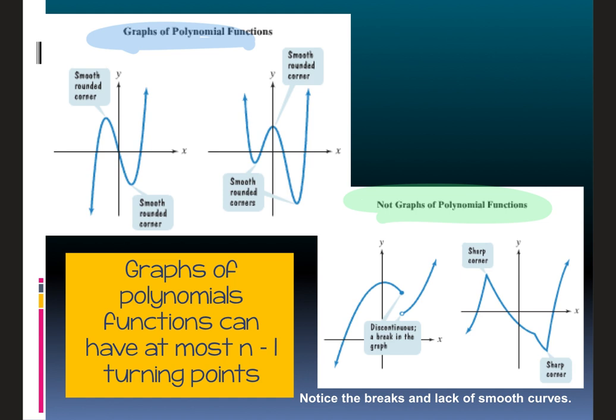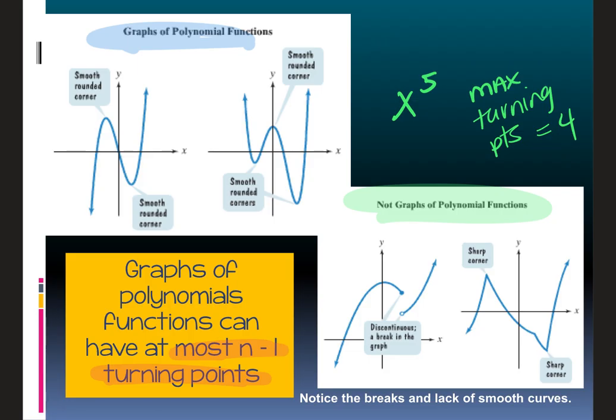If it asks about the maximum amount of turning points, it can have at most n minus 1 turning points. So if my highest exponent is 5, for example, then the max turning points is 4, one less than your highest exponent. Now, there can be fewer than that because some of these answers could be imaginary, like your roots could be imaginary, and then they wouldn't appear on your graph, which would eliminate 2 turns. But at most, it is 1 less than your highest exponent.